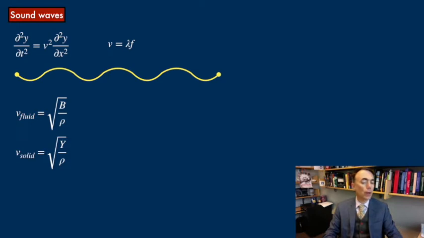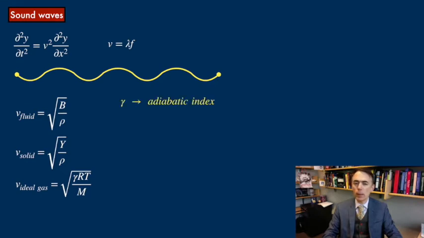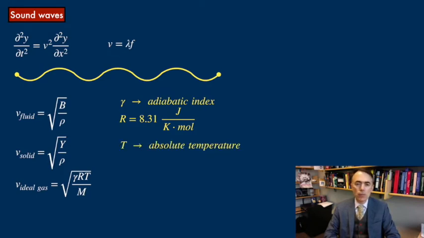In the gaseous case, for an ideal gas, we can write the velocity as the square root of gamma RT over M. Here gamma is the adiabatic index that depends on the kind of gas and its molecular structure. R is the gas constant, which is 8.31 joules per mole per Kelvin, and T is the absolute temperature, the temperature in degrees Kelvin.